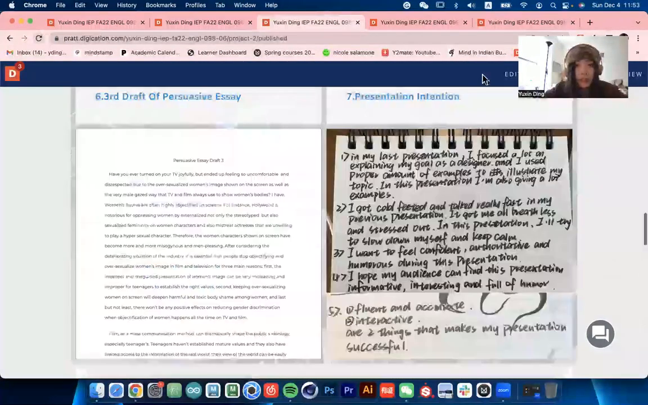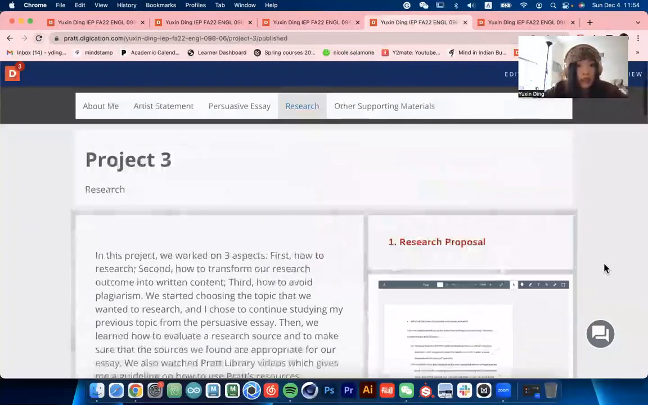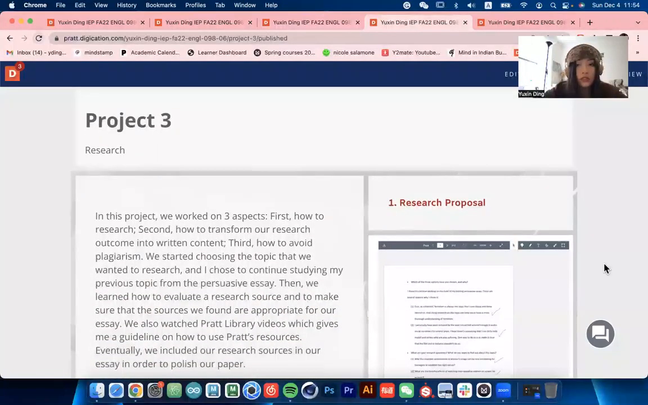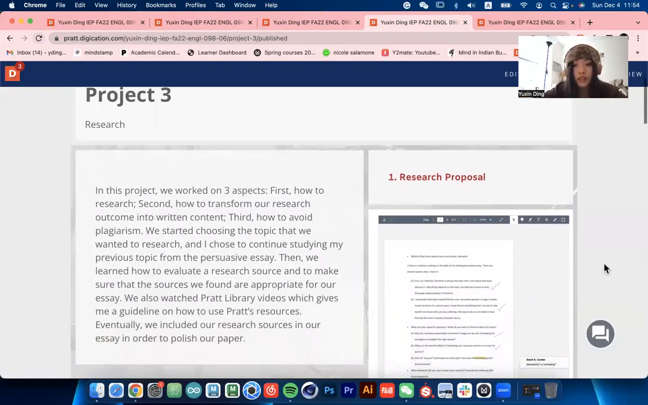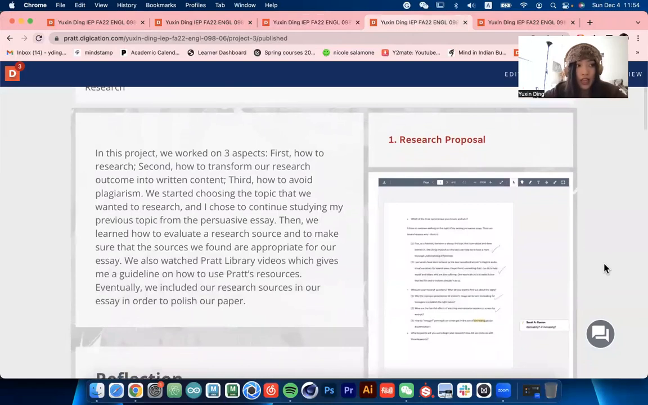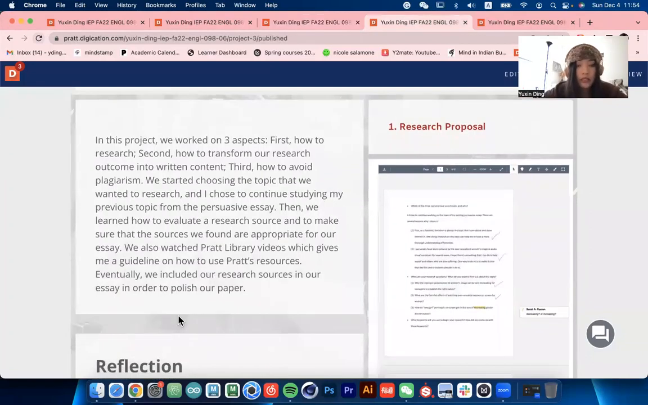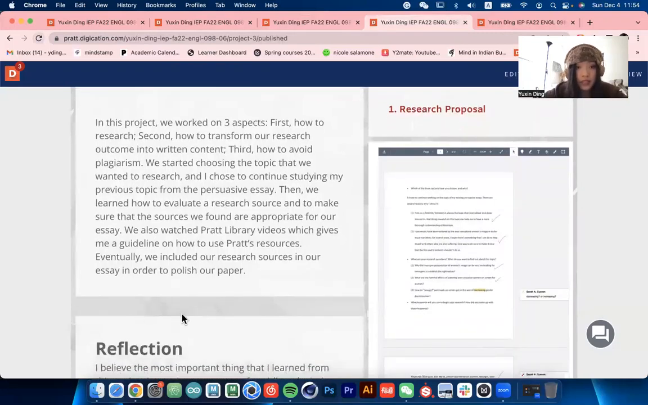And move on to the next project, which is the research project. So for this project, I would say the most important thing to learn is to raise the awareness of copyright, not to plagiarize. I was working on APA citation before, and in this project, I'm working with MLA citation, and I chose to continue studying my previous topic from the persuasive essay.